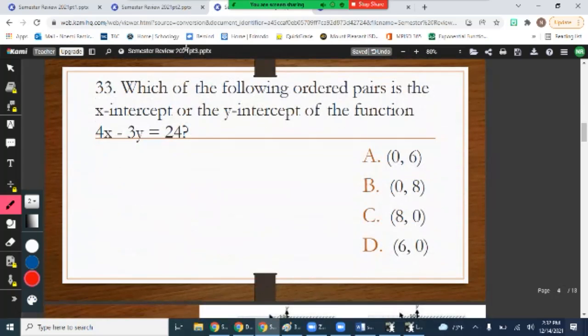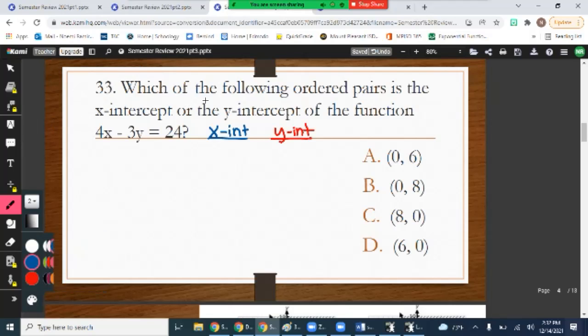All right, it says, which of the following ordered pairs is the x and the y-intercept of the function? This is something actually new. I wasn't given a day to teach you this, but there is something that you need to understand about x and y-intercepts. So I'm going to write x-intercept, and then I'm going to write y-intercept. Now, obviously, you can find the y-intercept if you solve for y. That's easy peasy. X-intercept is a little harder.